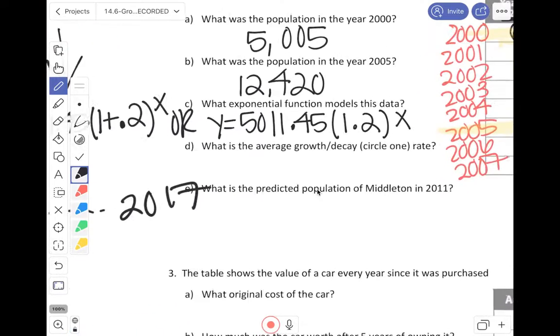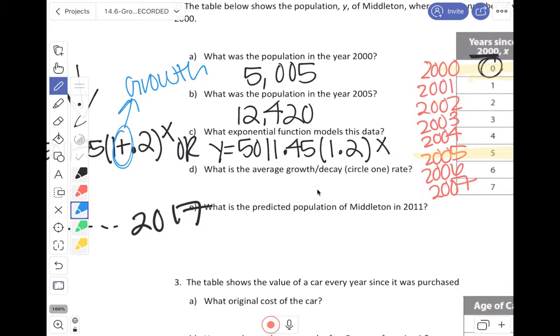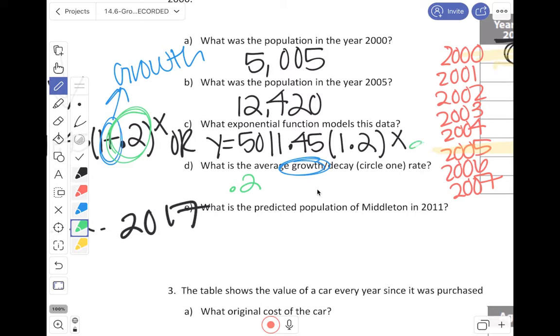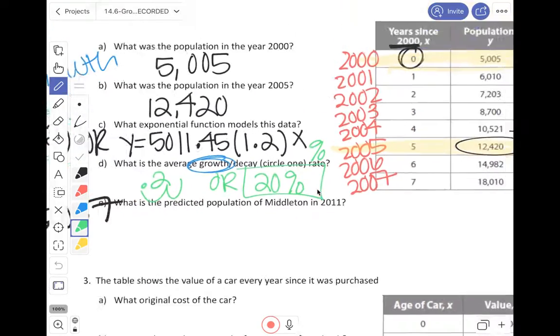So it says, what is the average growth or decay? Well, again, since I'm adding, it's growth. And the rate is here, 0.2. To get it in percent, like we want it, we're going to move it over twice. So it is 20%, and I prefer percent again.